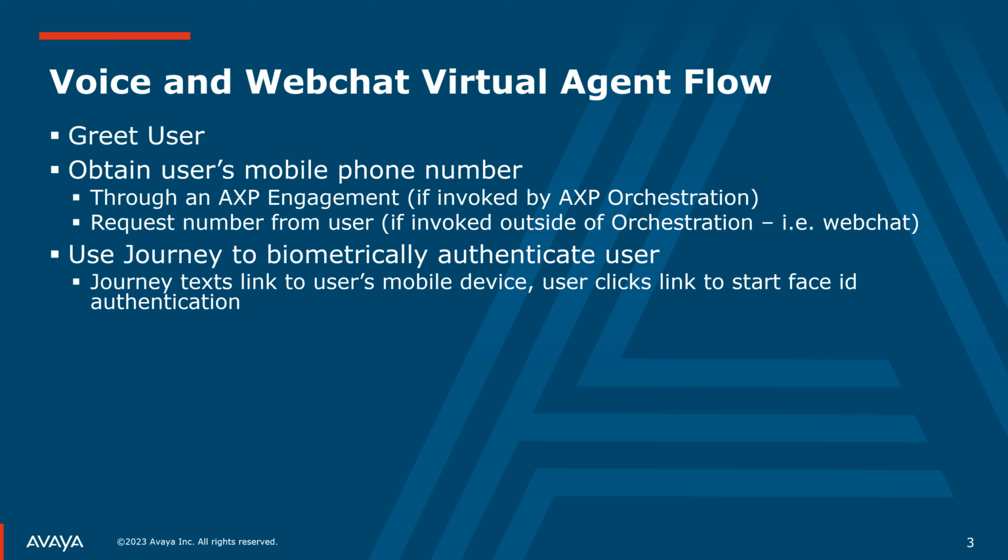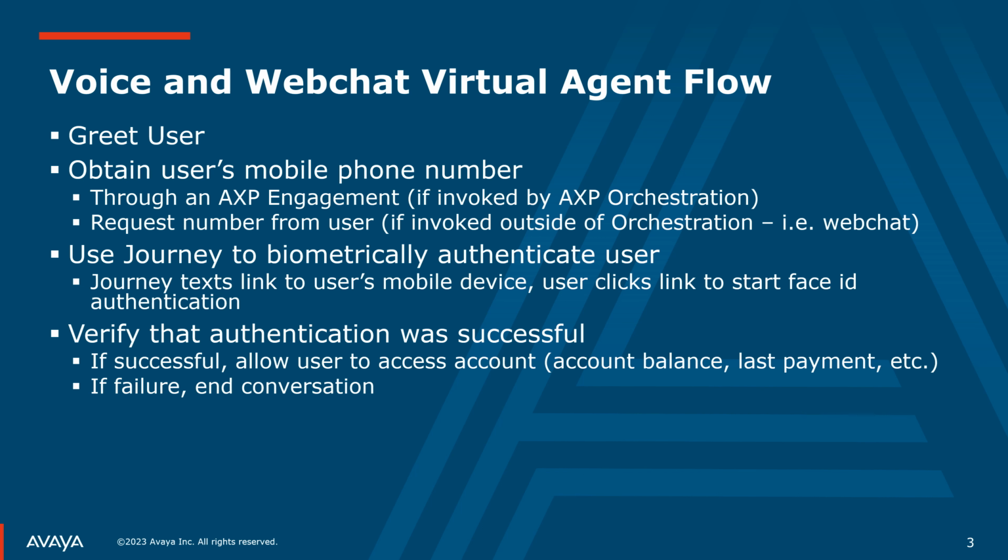In both cases, though, I will get a telephone number, whether it's automatic or whether it's by requesting it from the user. Next, I will use Journey to biometrically authenticate the user, and Journey will send a text to the user's mobile device, and that text will contain a link. The user will click on the link and then start Face ID authentication.